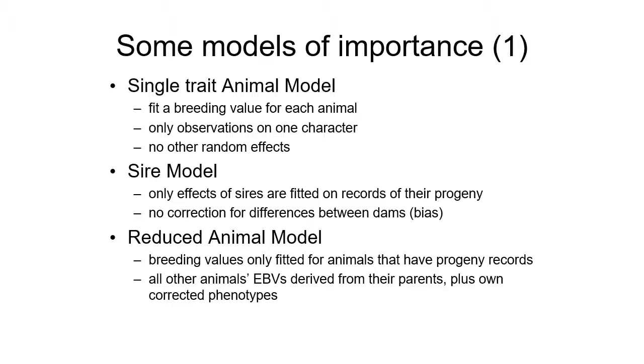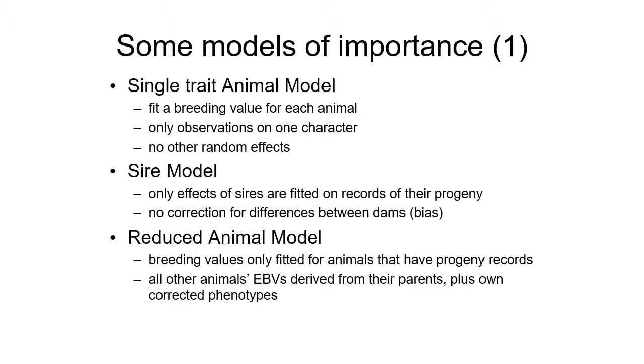From the single trait or the animal model, the so-called RAM model, the reduced animal model, was developed, and the big reason for that was that it reduced the computing power needed for the animal model. So you had, let's say, 1 million animals with 1 million equations, obviously, plus the levels of the fixed effects.